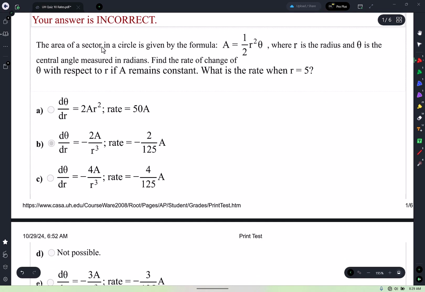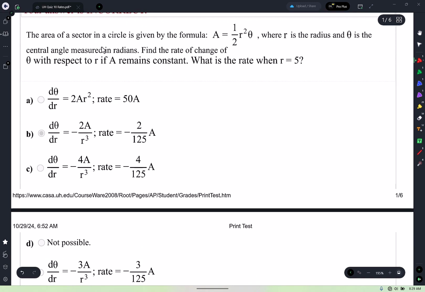Oh, man. Okay, let's see what makes this question hard or what made this question tough. The area of a sector in a circle is given by the formula A equals 1/2 r squared theta, where r is the radius and theta is the central angle measured in radians. Find the rate of change of theta with respect to r. So they want d theta/dr if A remains constant. So A is a constant. What is the rate when r equals 5?